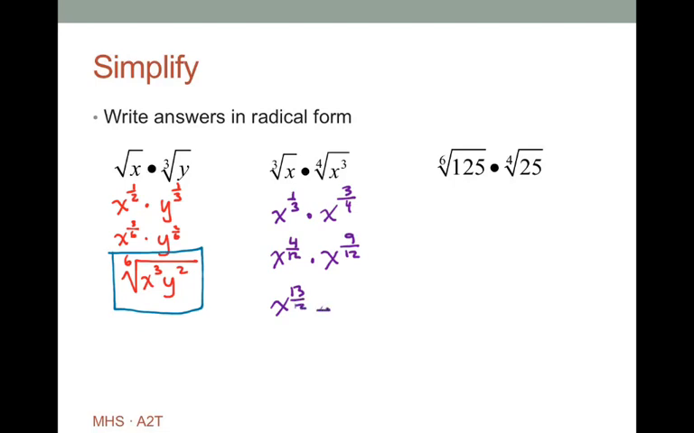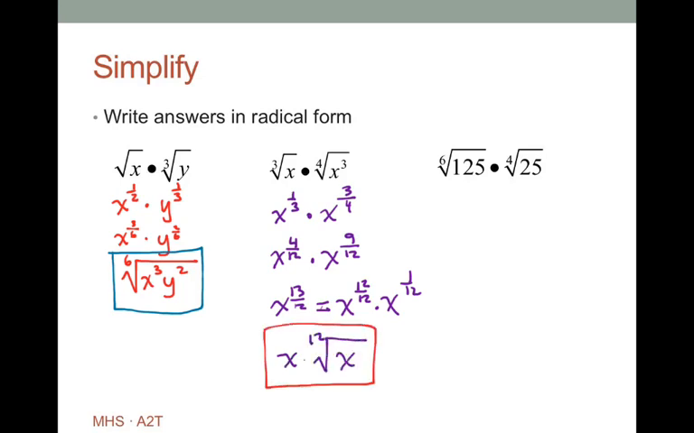And then we can further reduce that, because that's the same as x to the 12/12 times x to the 1/12, which is x times the 12th root of x. And that would be my final answer.